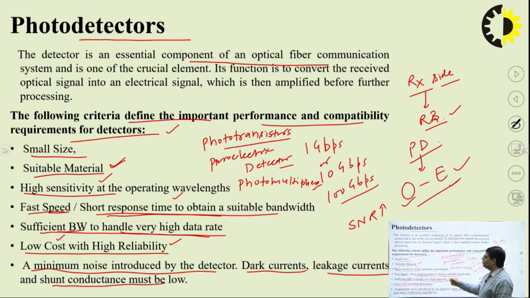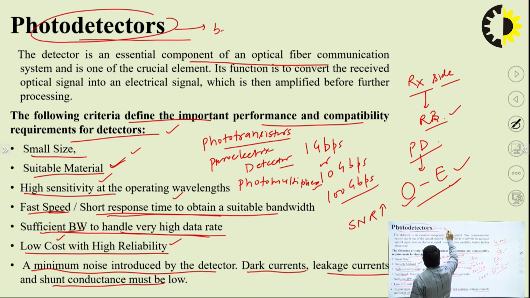However, based upon these requirements like small size, suitable material, high sensitivity, fast speed, sufficient bandwidth, low cost, minimum noise, etc., photodetectors give the best response. That's why, instead of phototransistors, pyroelectric detectors, and photomultipliers, we prefer photodiodes or photodetectors in the optical receiver for optical to electrical conversion.